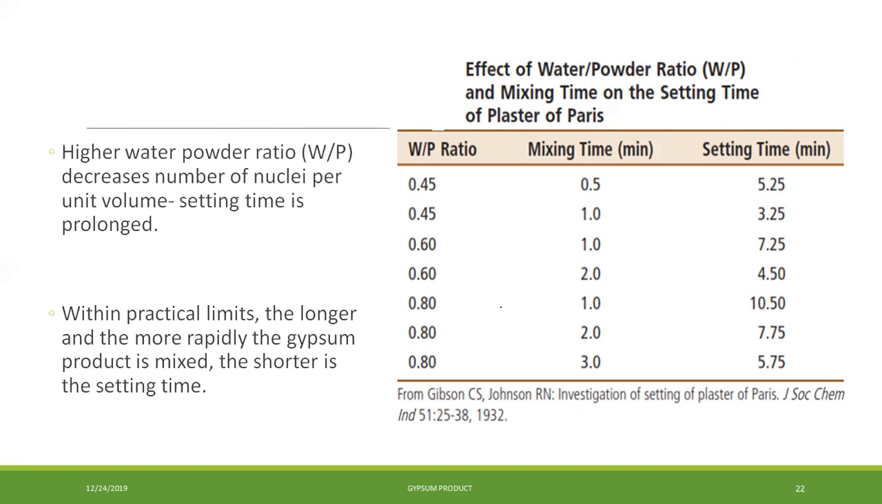Now, it all depends upon the water powder ratio. The higher the water powder ratio, the lower the mixing time and there is an increase in setting time, right? The higher the water powder ratio, the fewer the nuclei per unit volume, so setting time is prolonged. Within practical limits, the longer and more rapidly the gypsum product is mixed, the shorter is the setting time. As we mix more with more force, with more strokes, it sets quickly.